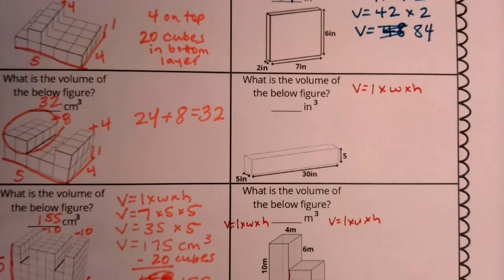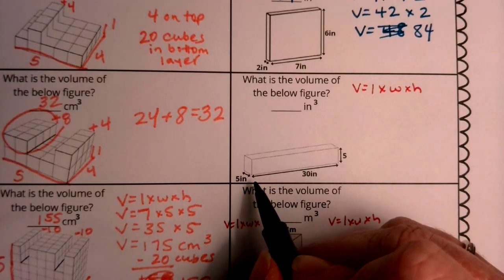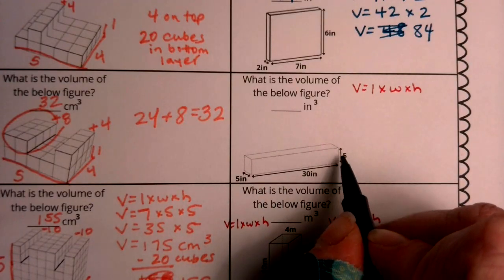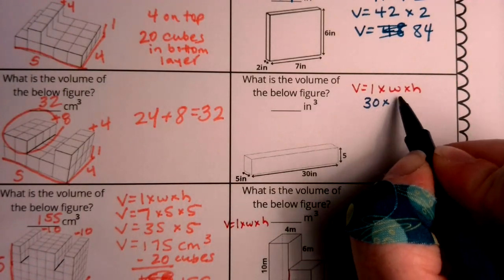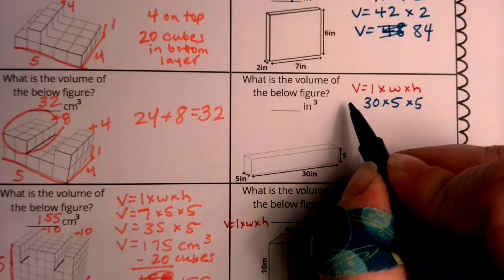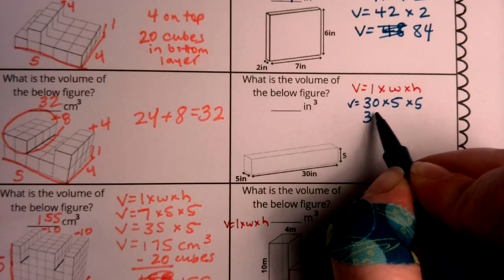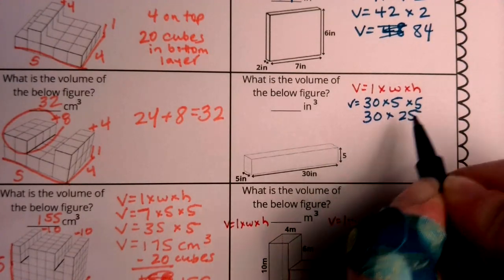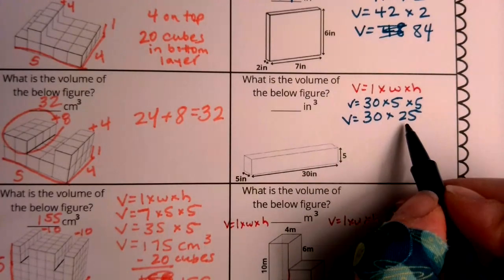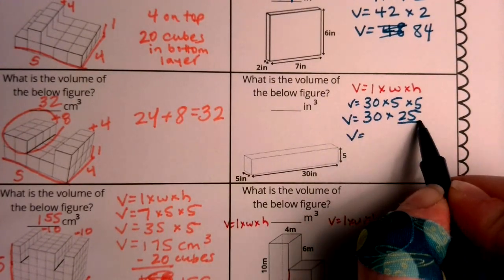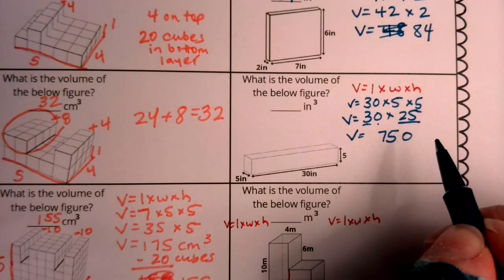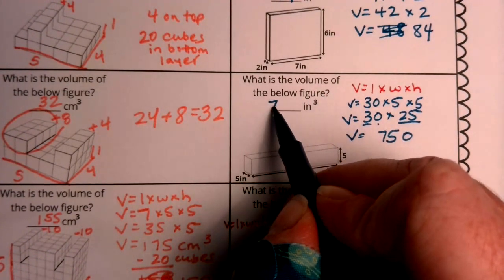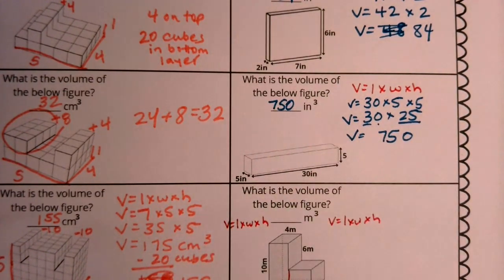Now, in our next question, we're also going to be linking into the volume formula, but we have different dimensions. So I'm looking at a length of 30, a height of 5, and a width of 5. So I have 30 times 5 times 5. Now I know that 5 times 5 equals 25, right? Now I can look at this and think, well, 25 times 3 is 75, and there's one more zero outside that basic fact. So my answer to this is 750 inches cubed.